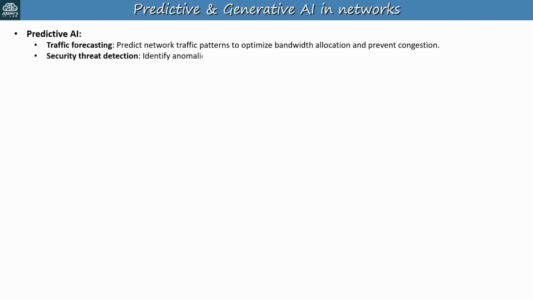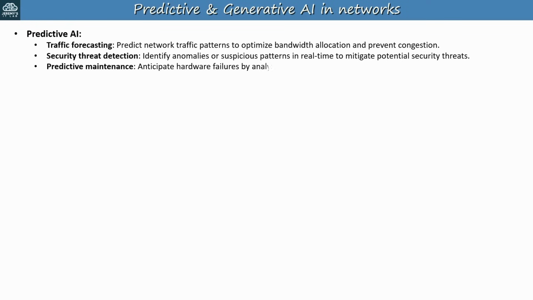Security threat detection is another important application. If the AI notices anomalies, it can predict that an attack is occurring or about to occur, helping to minimize the damage. It can also be applied to what's called predictive maintenance. By anticipating hardware failures in advance, you can proactively replace faulty hardware before it causes a major issue.